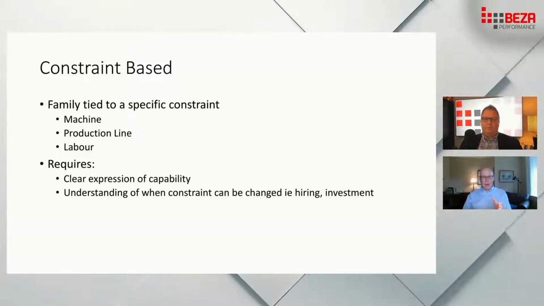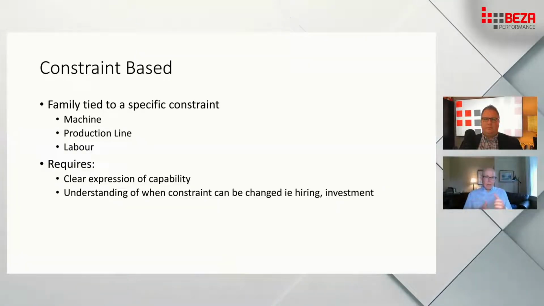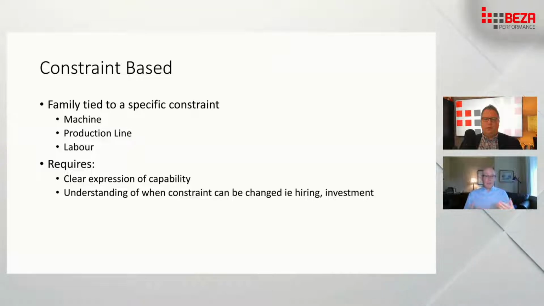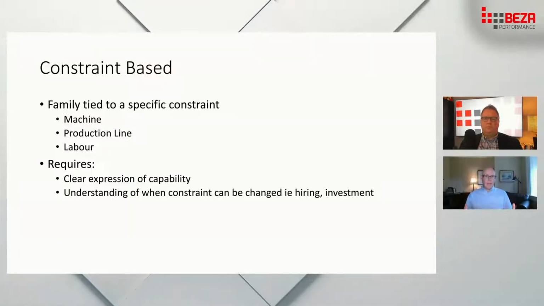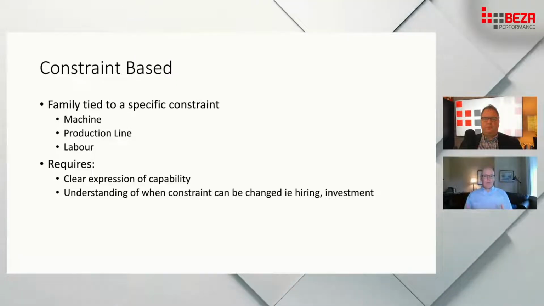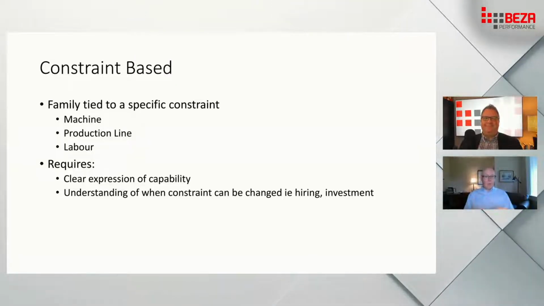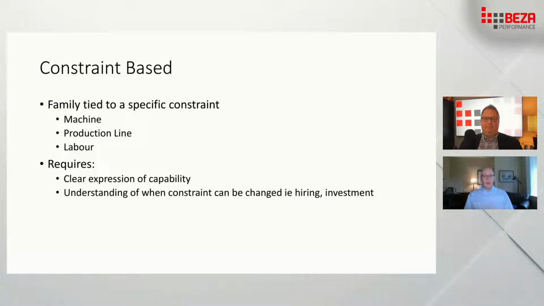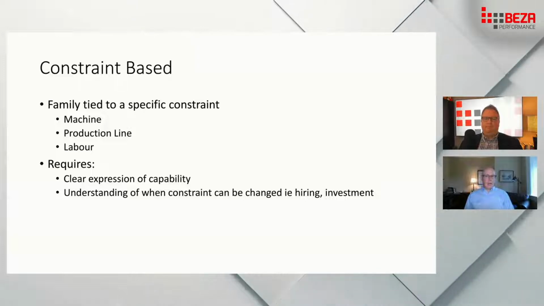I have to know what I have to be able to bring my demand up to that constraint level and have some expression of that capability. So I know where I'm at right now, is that where I need to be, or should I be increasing that? And typically that's going to mean some level of investment if I'm going to increase, or if I have to bring that down. And so we have to know what that capability is, and we have to understand when that constraint can be changed, right? So whether that's hiring, or whether that's some additional investment.